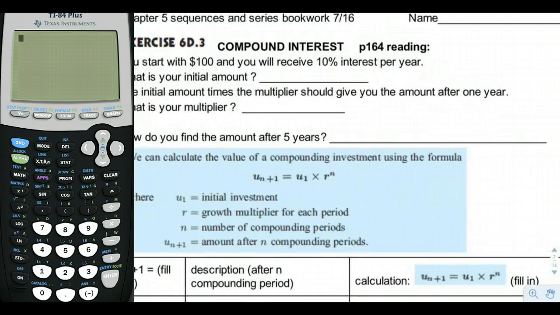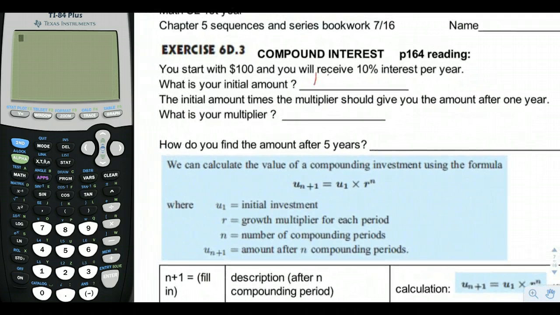Well, this is just like a really easy question, right? The initial amount is $100. The initial amount times the multiplier should give you the amount after 1 year. What is your multiplier? Well, we're going to have $100 and get 10% more, so we should get $110 by the end of the year. What do you multiply times 100 to get 110? You multiply 1.1, which is actually 110%. So you get 110% of what you had before.